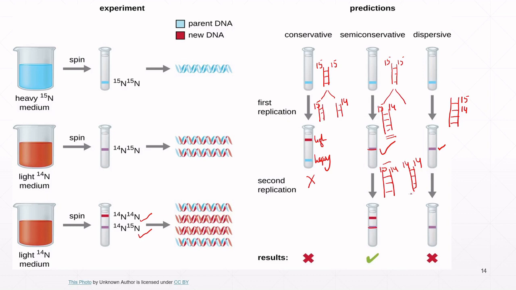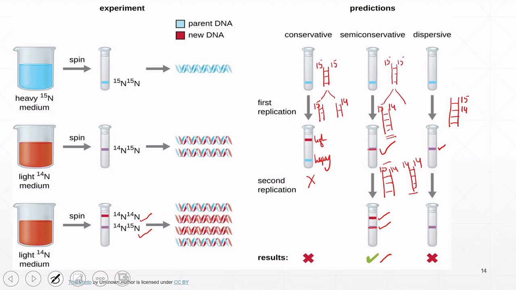The other daughter DNA has both strands containing the N14 isotope. So it will form a light band. So according to the semi-conservative mode, after the second generation, one light band and one hybrid band must be formed, which is exactly true with the experimental result, and hence the semi-conservative mode is proved.